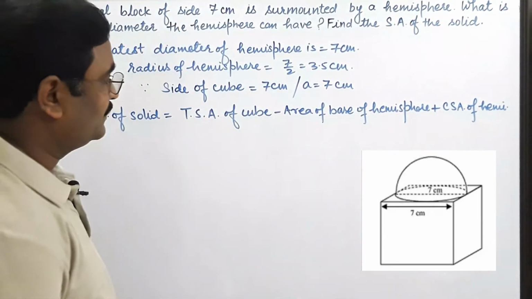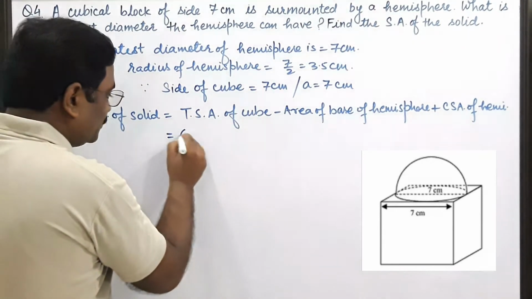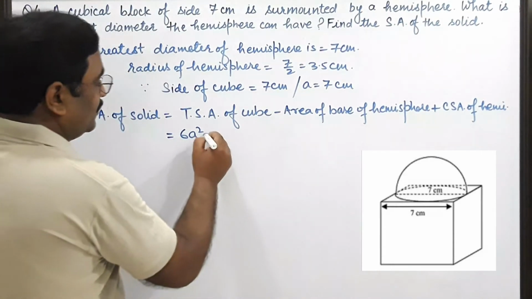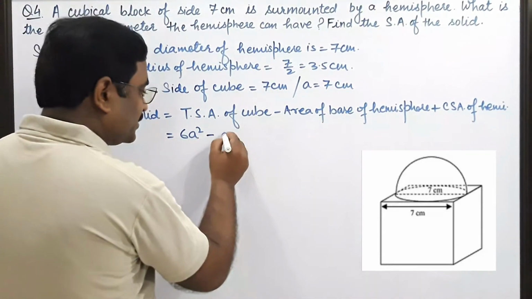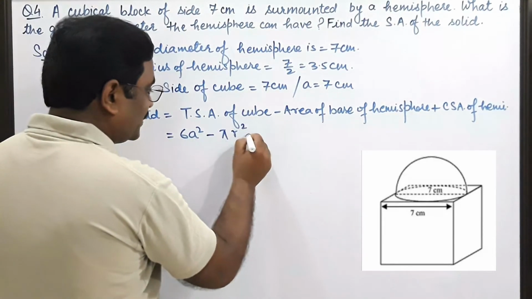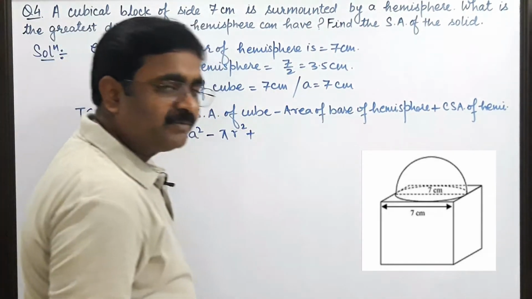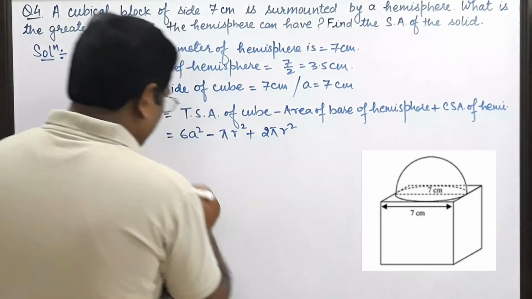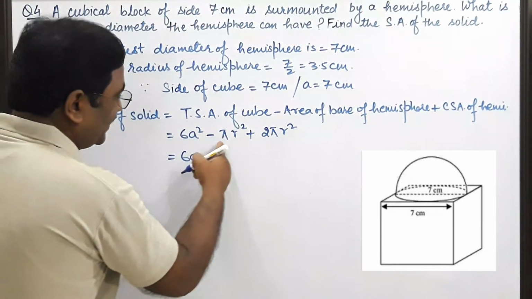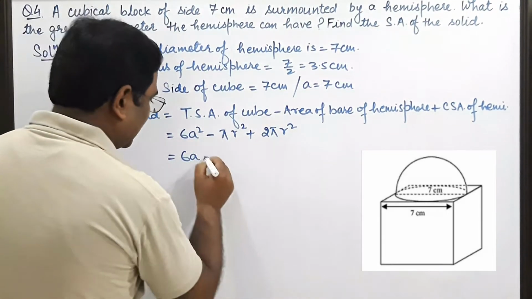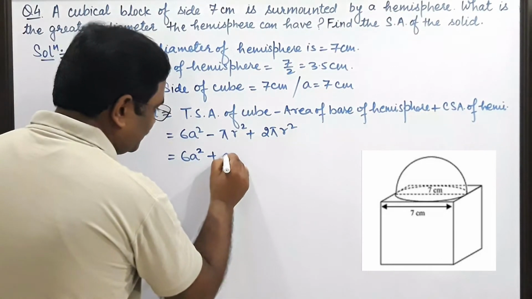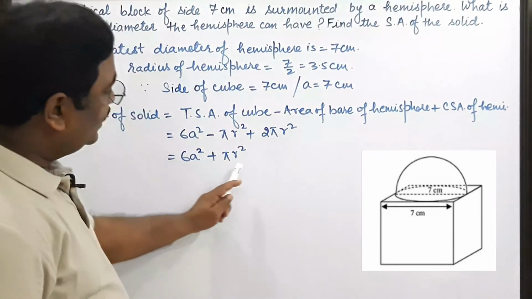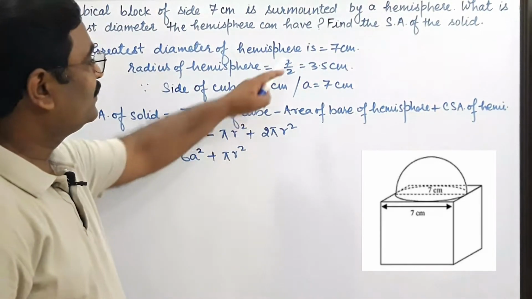So let us solve it. Total surface area of cube is, you know the formula, 6a square, where a is the side of the cube, minus area of base of hemisphere which is circular, which is pi r square, plus curved surface area of hemisphere, you know the formula, which is 2 pi r square. So this is 6a square minus 1 pi r square plus 2 pi r square, which can be written as plus 1 pi r square. Now substitute the value of a, pi and r from the given information.